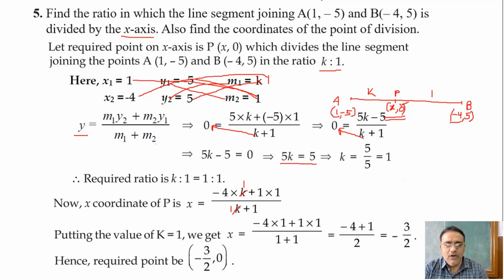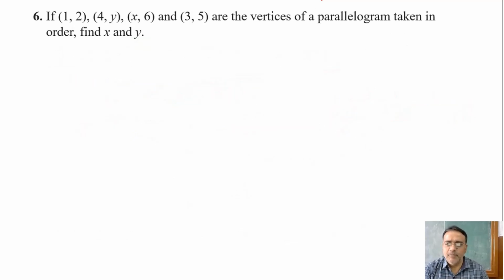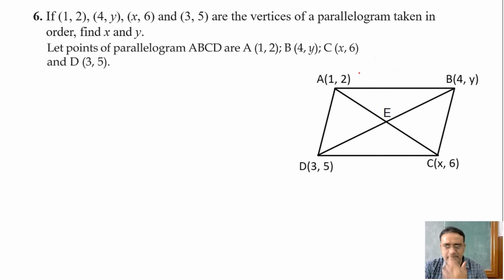Okay, so now we'll move towards question number 6, parallelogram based questions. If (1, 2), (4, y), (x, 6), (3, 5) are the vertices of a parallelogram taken in order. Now जब taken in order लिखा हुआ, that means you should not take zigzag. कुछ बच्चे zigzag ले लेते हैं. See, this is the diagram. कैसे zigzag? मतलब A, B, यहाँ पे लिख देंगे C, D. ठीक है, तो ऐसा नहीं लेना है.